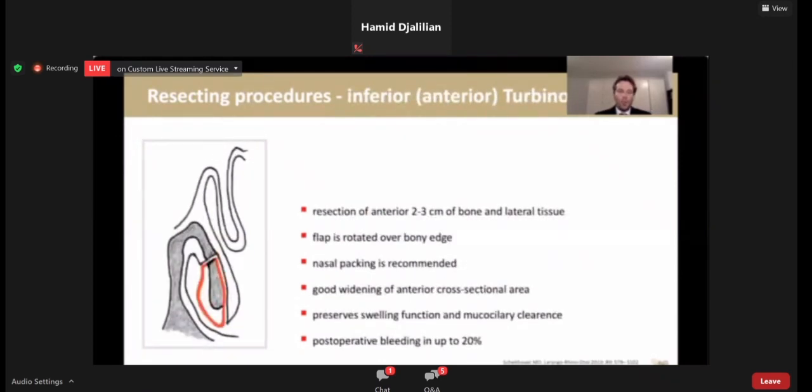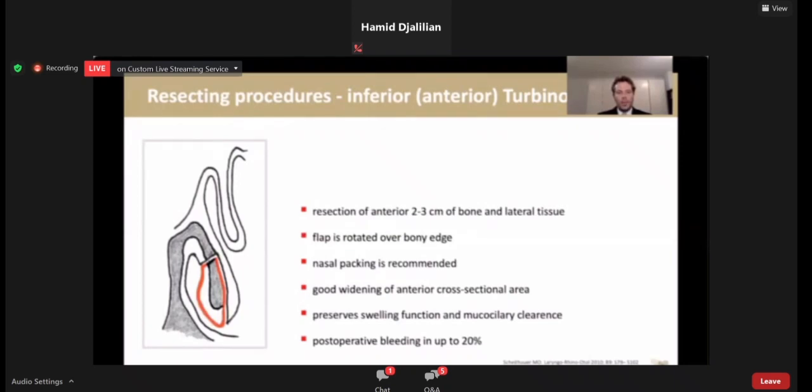A much more invasive procedure is the inferior anterior turbinectomy. This is a resection of the anterior 2 to 3 centimeters of bone with the lateral submucosal tissue. So you have a mucosal submucosal flap over here, and this is laid over the exposed bone and then just packed a little bit with some nasal packing to hold it in place.